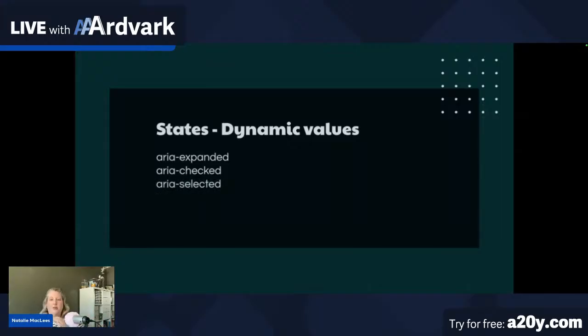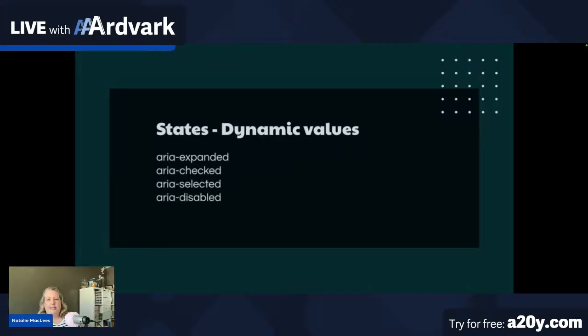Our next one is ARIA selected. So in the case where we have tabs or we're selecting items from a drop-down, we need to indicate which item out of the choices is actually selected. So that's how we would do it here. And it's true or false. Is this item currently selected? Is it the active item right now?